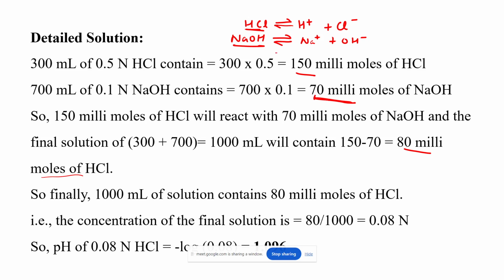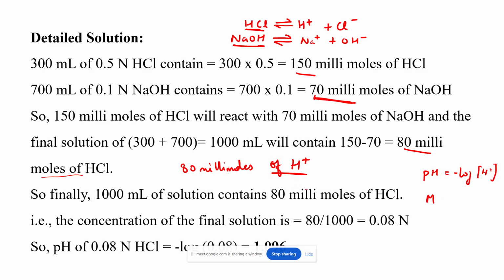Whatever the pH will be there, the pH will be due to the excess HCl that is present. So 80 millimoles of HCl means 80 millimoles of H plus ions, and these 80 millimoles of H plus ion will basically result in the pH. Since this is in moles, we have to see the total volume. For finding the pH, we have to have the concentration, that is the H plus ion concentration, in molarity or normality, right?